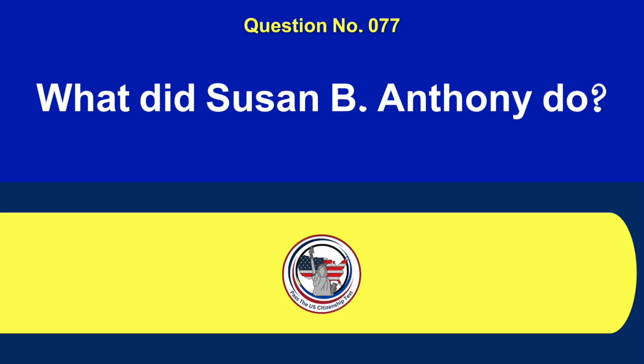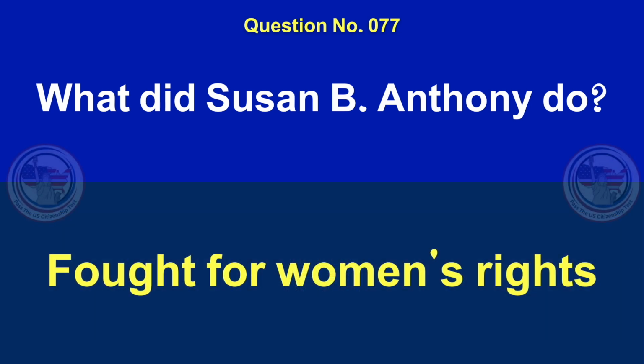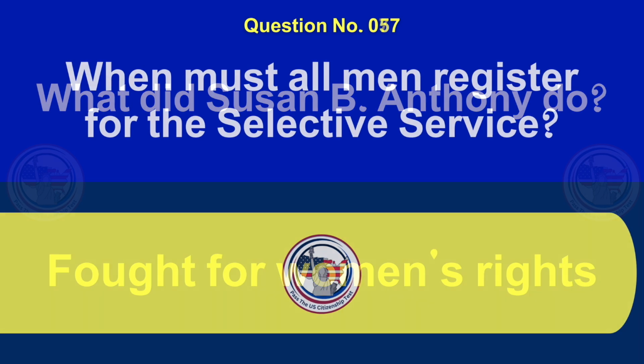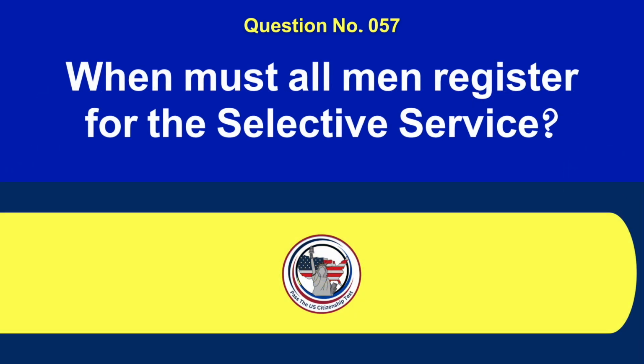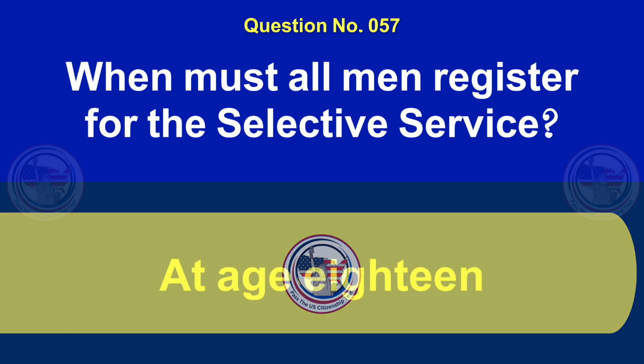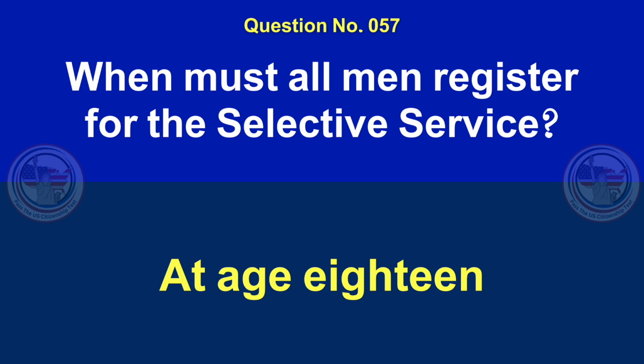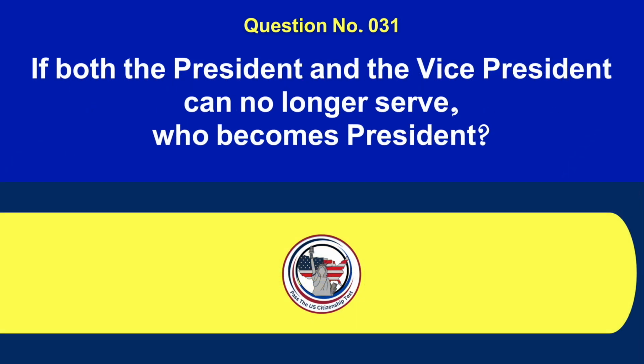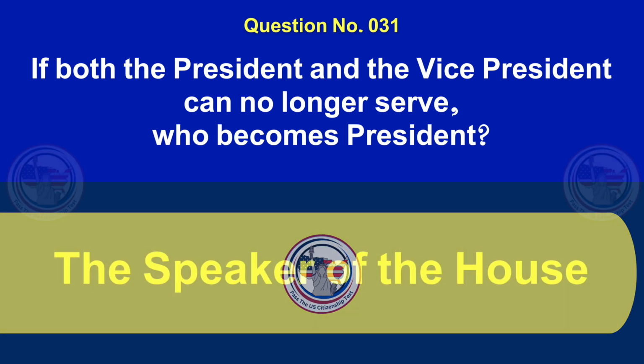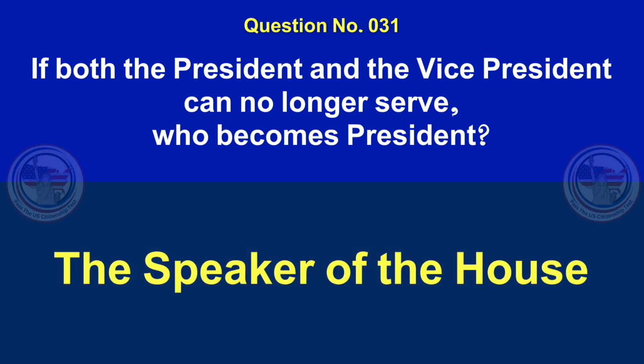What did Susan B. Anthony do? Fought for women's rights. When must all men register for the Selective Service? At age 18. If both the president and the vice president can no longer serve, who becomes president? The Speaker of the House.